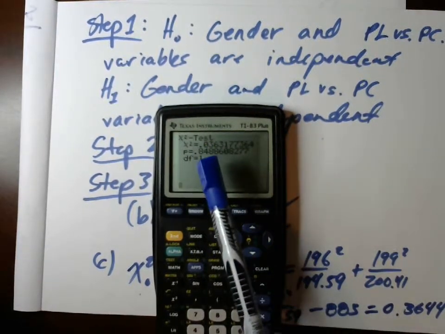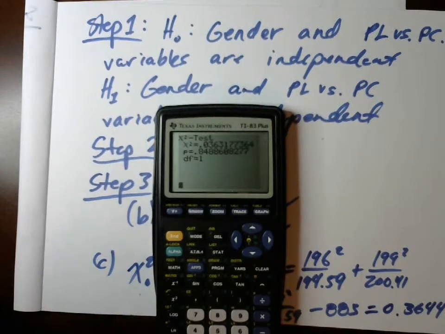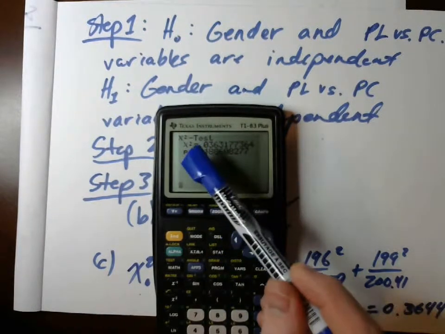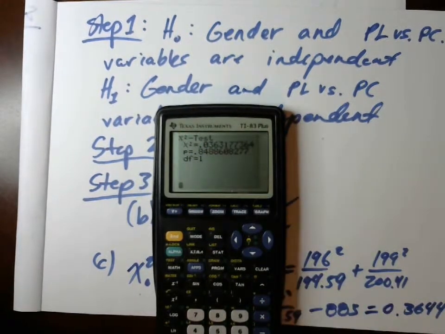Degrees of freedom of 1. How do they get that? It's based off of the amount of rows and the amount of columns. It's r minus 1 times c minus 1. Rows minus 1 times columns minus 1. 2 rows, 2 columns, so it's really just 2 minus 1 times 2 minus 1. So that's 1 times 1, which is 1.